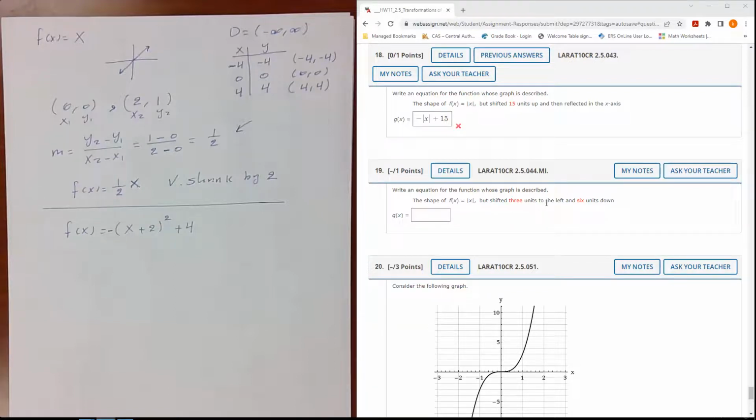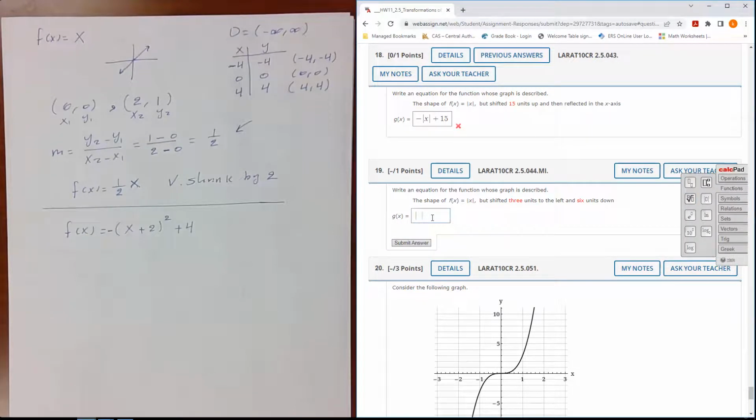Shifted 3 units to the left. So here is the absolute value, shifted 3 units to the left. That means inside to the left is going to be plus 3. And 6 units down is going to be outside. 6 units down, so minus 6.